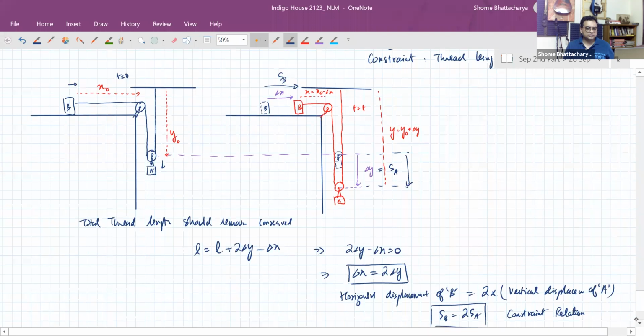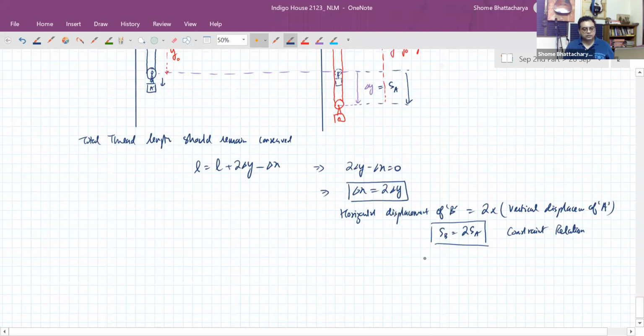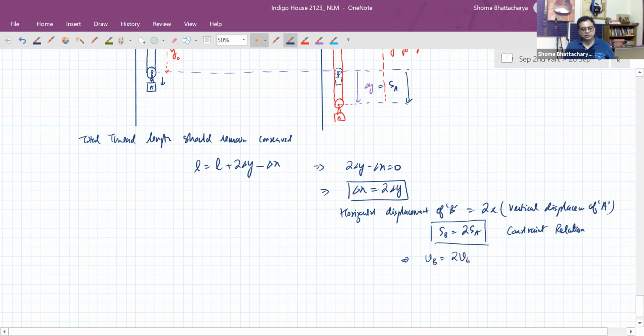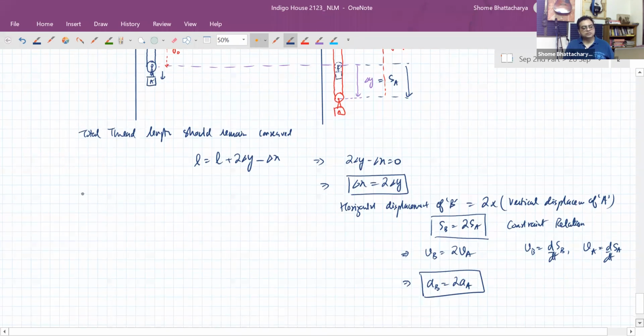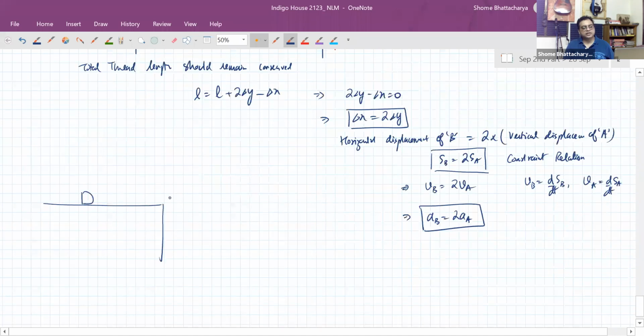Now differentiating this relation, we will get velocity of B is equal to 2 times velocity of A at any time, because velocity of B is the rate of change of SB, d by dt of SB, and velocity of A is the rate of change of SA. And then differentiating that one more time, we'll get that acceleration of B is 2 times acceleration of A. So this is the constraint relation between the two. And now once we have seen the constraint relation, the rest of the things become easy because we can just understand the free body diagrams.